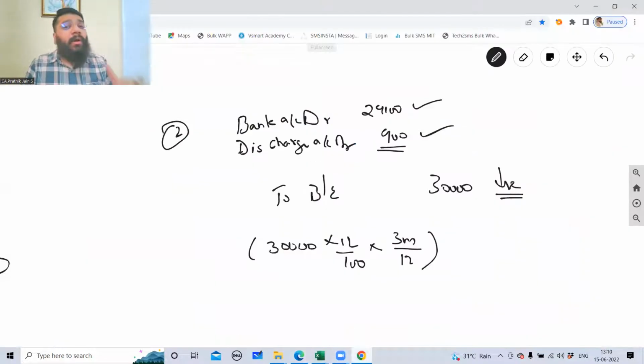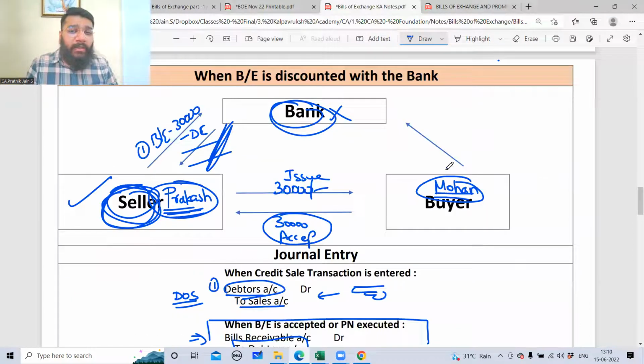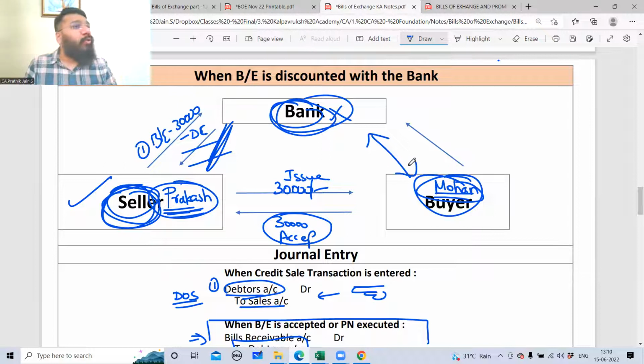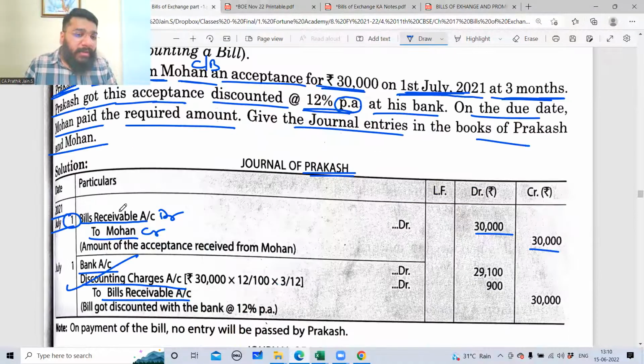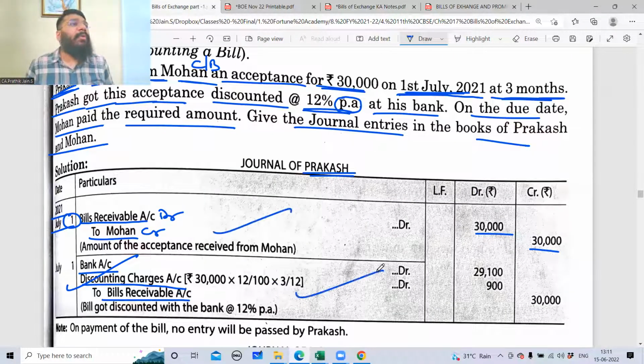The third transaction is on the date of maturity. On the date of maturity, the customer is paying to the banker. This transaction is happening between the bank and Mohan. Will seller Prakash record this? No. So in the books of the seller, I'll have only two entries, one is this, another is this. Any problem? Any problem, online people?